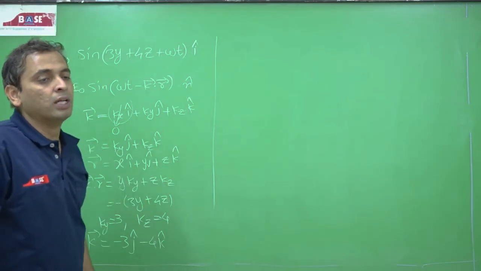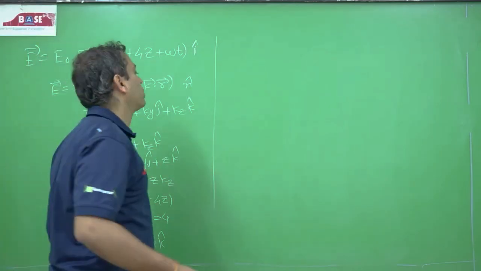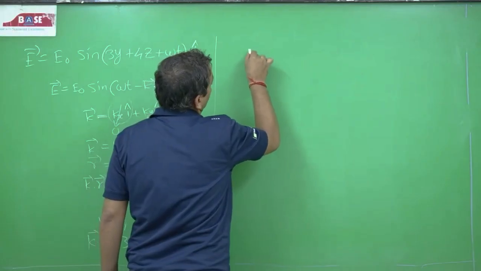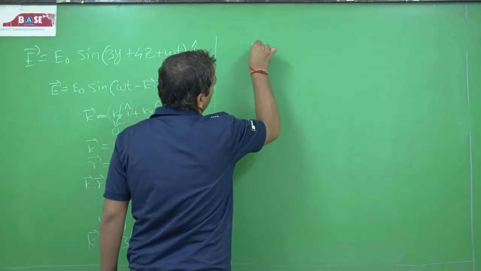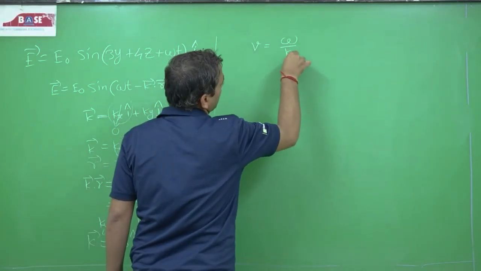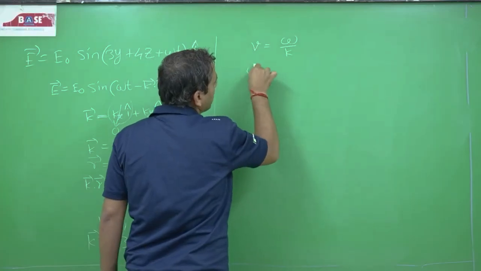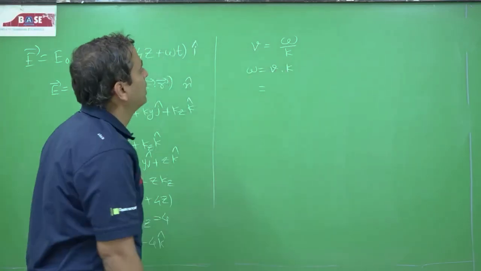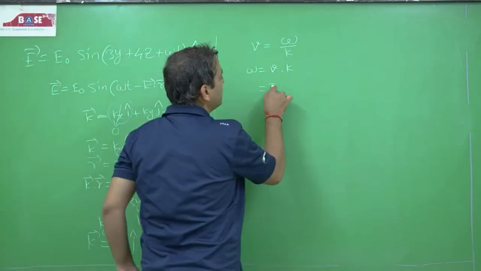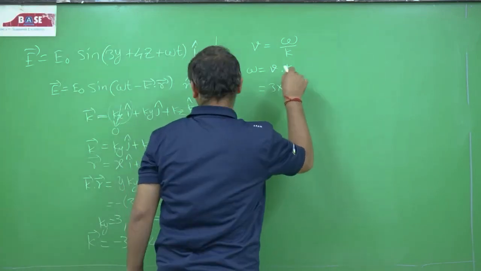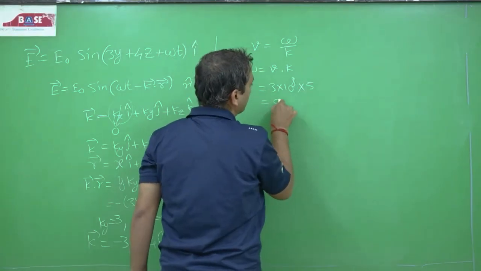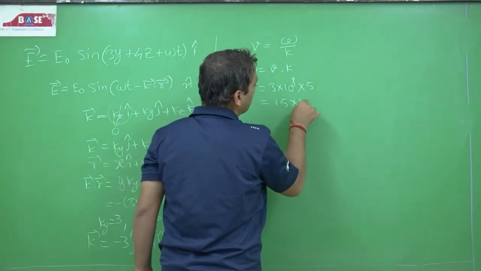B is not correct. Then option C, the value of omega. How do we get omega? We know for any wave, V, the speed of the wave, equals omega divided by k. So omega can be calculated as V times k if you just want magnitudes. So speed of light in vacuum, 3 into 10 power 8, multiplied by k. The k value in magnitude, we just got as 5. So we get 15 into 10 power 8.